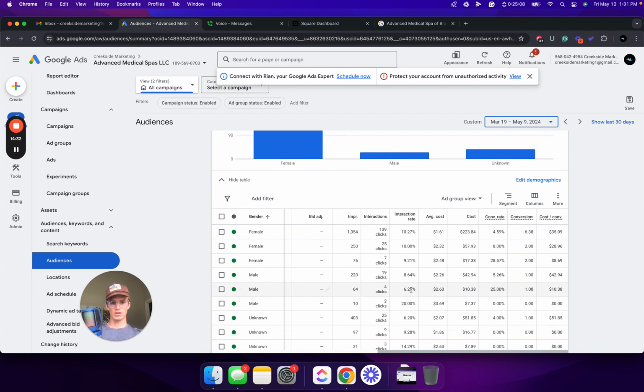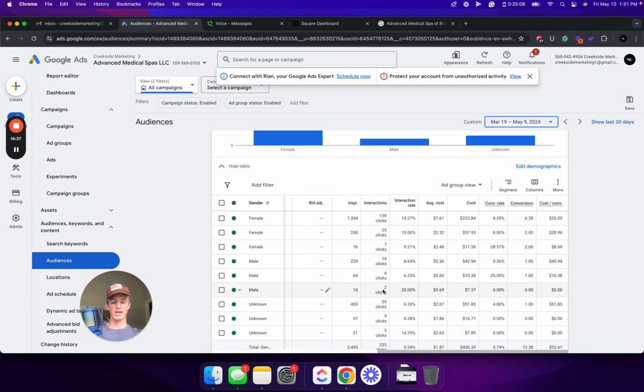Yep, on these we're getting lower interaction rates. Clearly 2 clicks, we can't do anything. That's not enough data for us to make any assessment. But what we can see over here is that, frankly, our main target audience seems to be women.